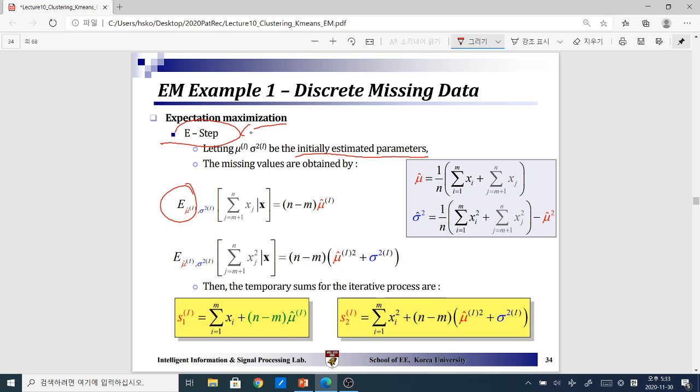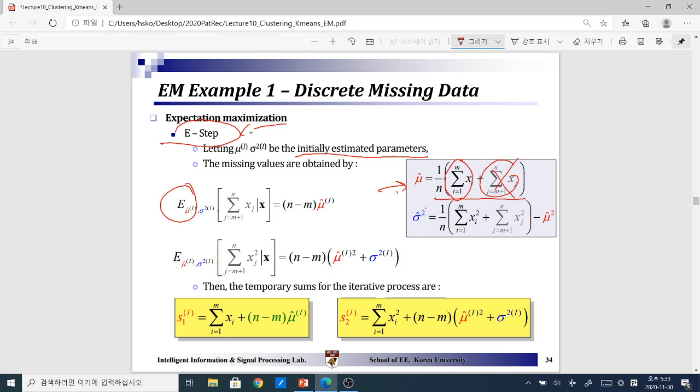So how do we estimate the parameters? For example, remember we said that the computation or the estimation of the mean would be this, essentially, where the first term has the values, and for the second term we don't have the values.